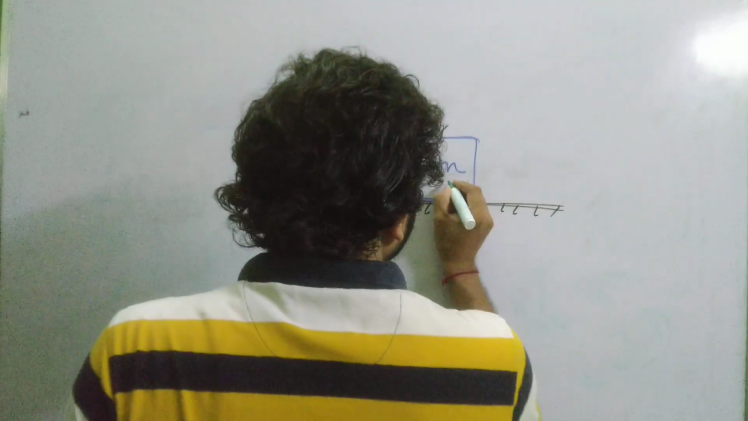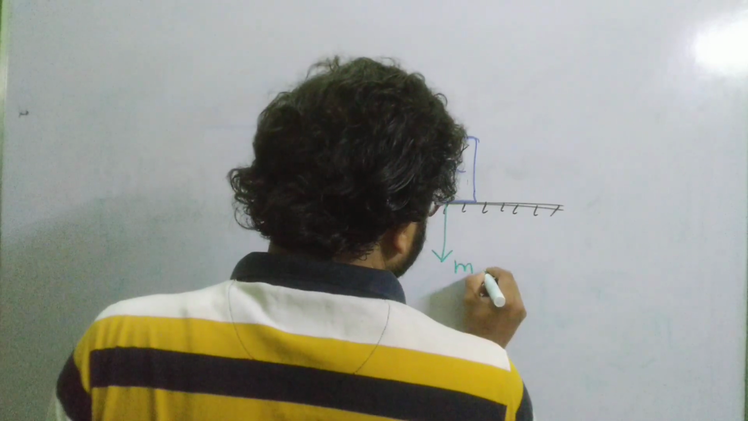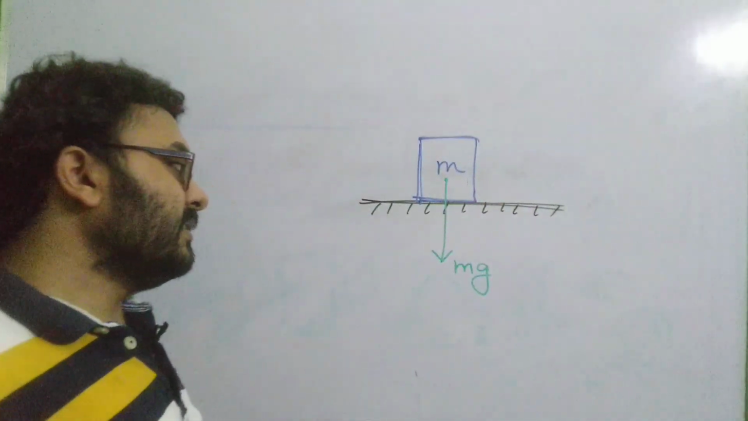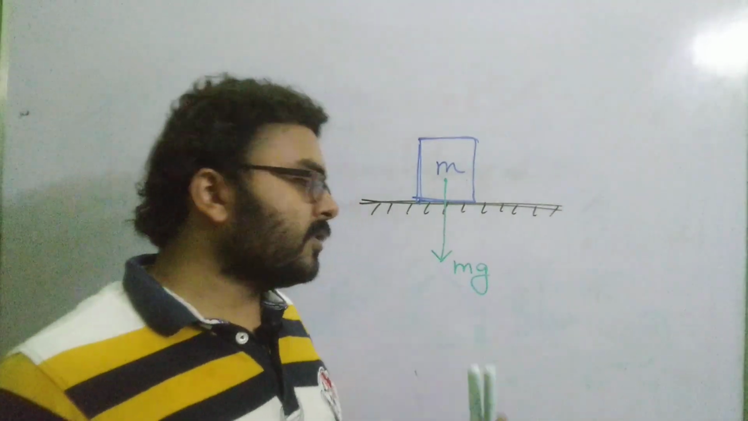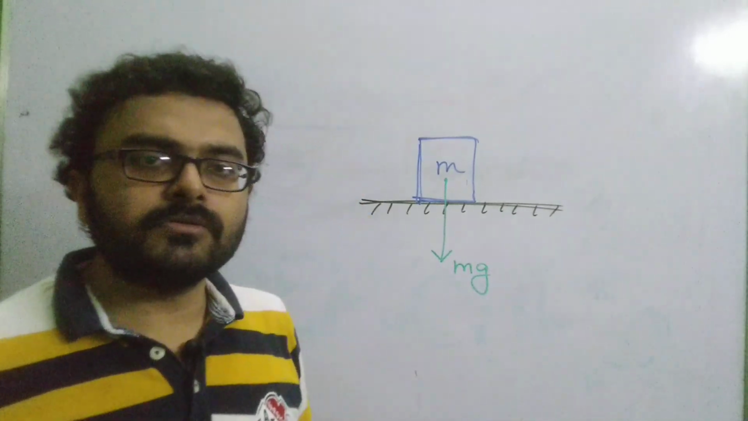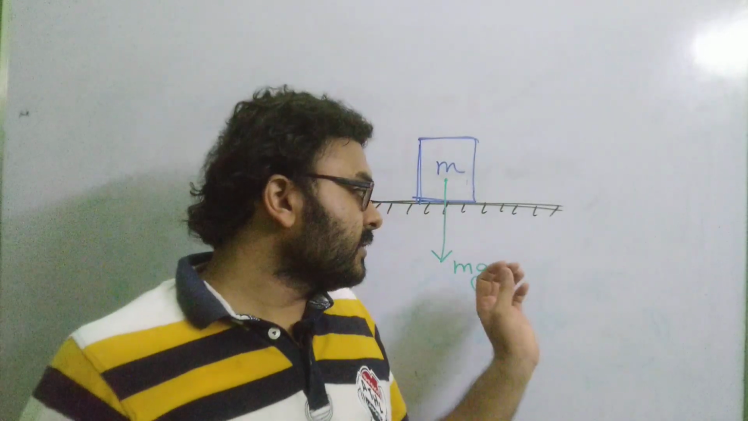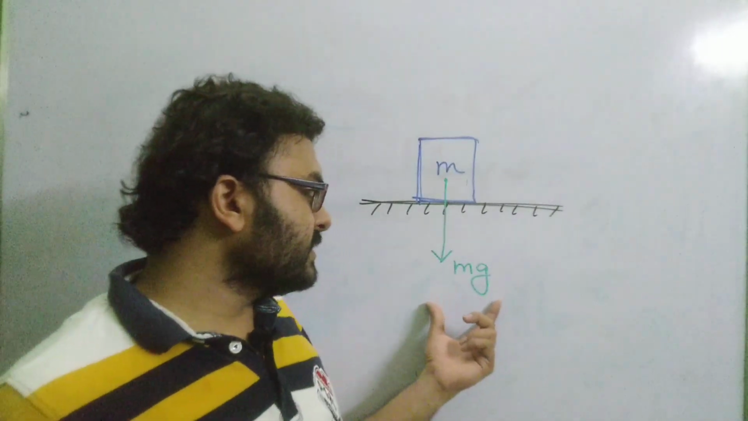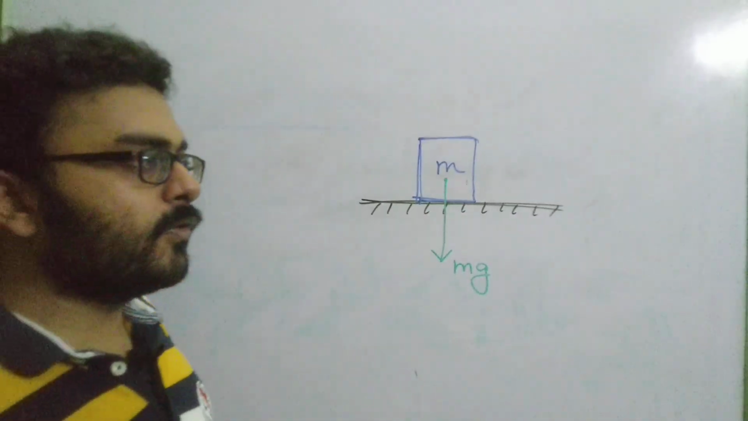One force is the gravitational force, the Earth's gravitational pull. It is attracting the object downwards with a force mg. We will have a class on the concept of weight and mass. For now, just remember that the weight of an object is given by the product of its mass and the acceleration due to gravity. We will also have a detailed discussion about the acceleration due to gravity. So basically this is the gravitational force acting on the body.